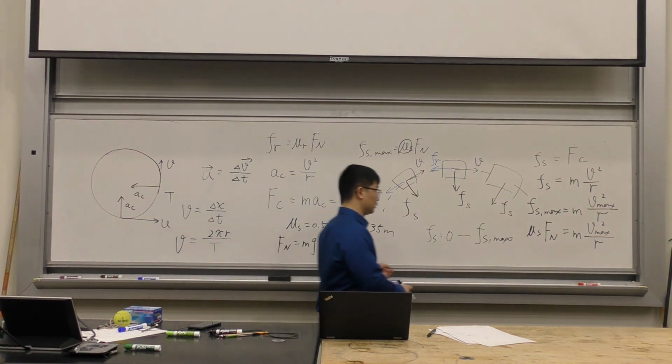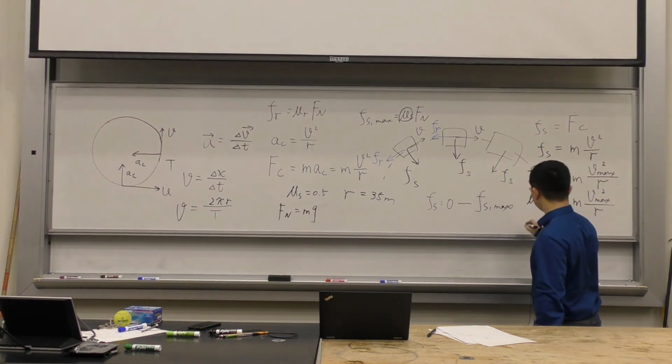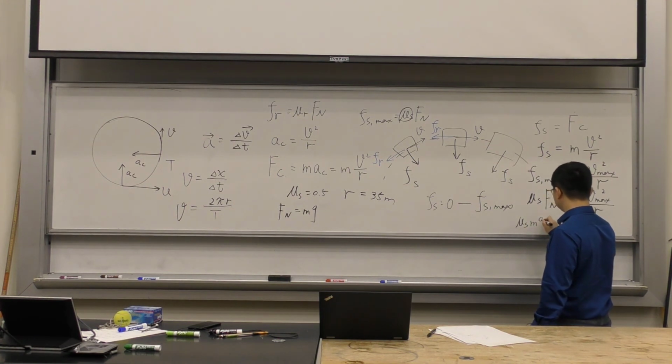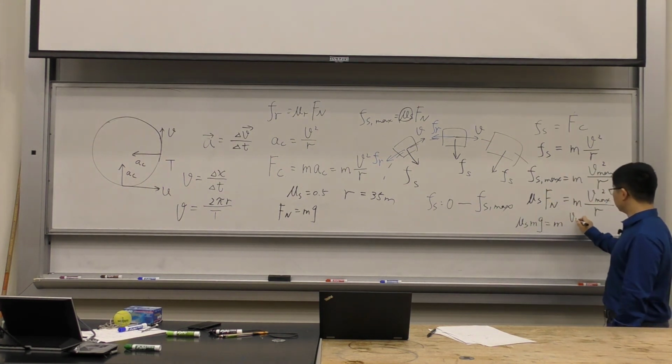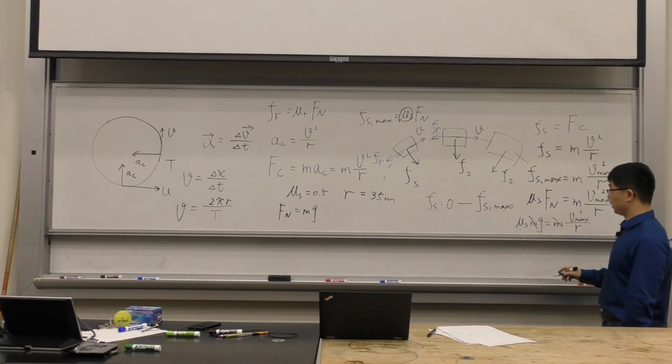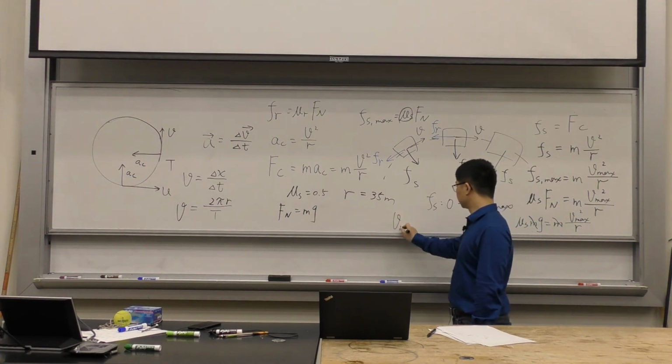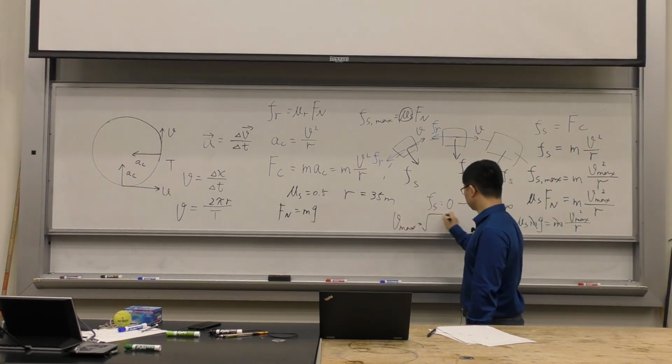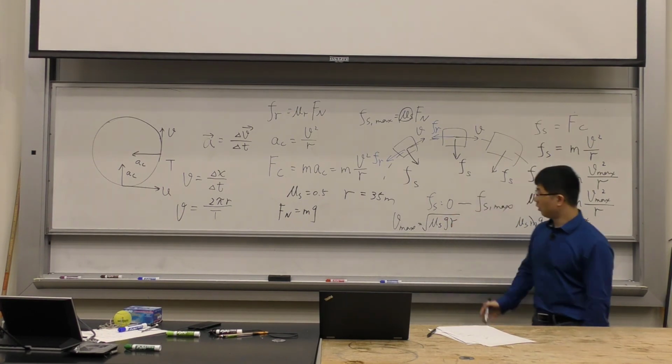Okay, what do you get? You just get mu s mg equals m v max squared over r, right? You rearrange this equation, the mass and mass can cancel, so you actually get v max equals the square root of mu s g r. Now I can plug numbers in.